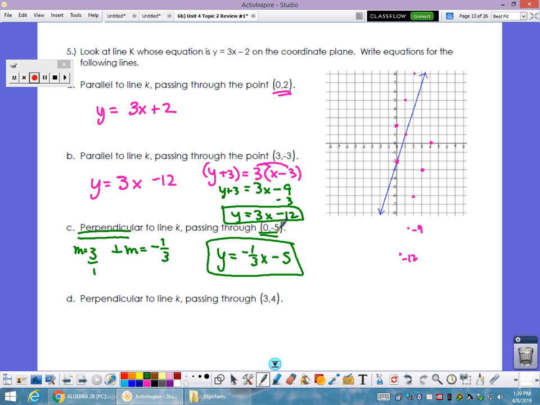Here, maybe we have to do a little more work. Y minus 4 equals the slope, negative 1/3, the perpendicular slope, right, times x minus 3. All right, distribute that in, negative 1/3 x, multiply there, we get positive 1 equals y minus 4. Add 4 to both sides, and we've got our equation of our line.